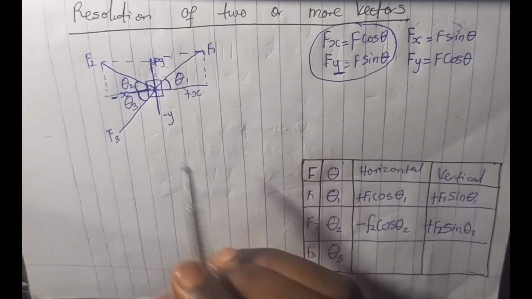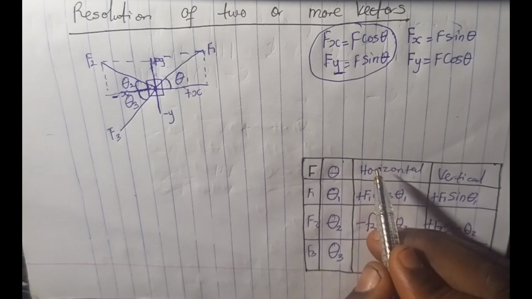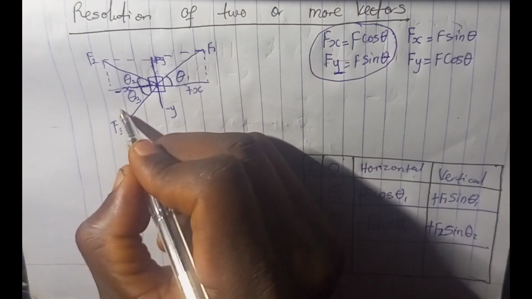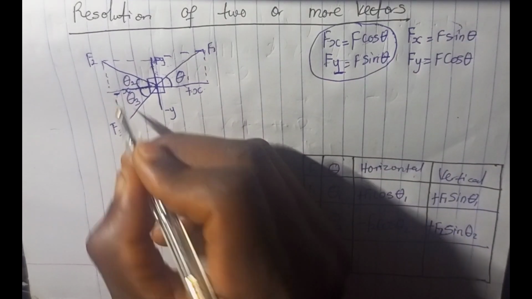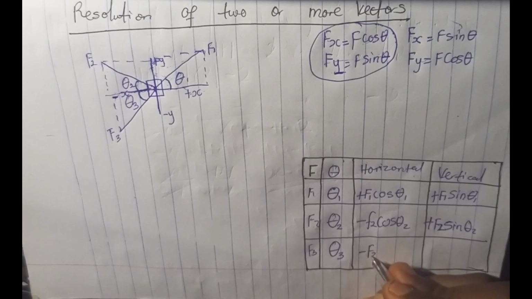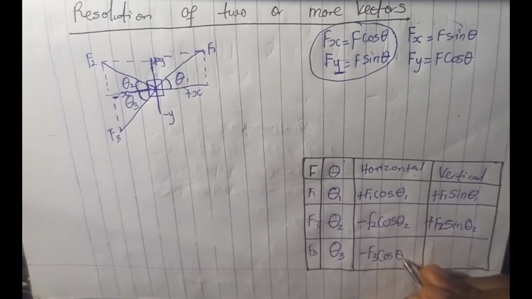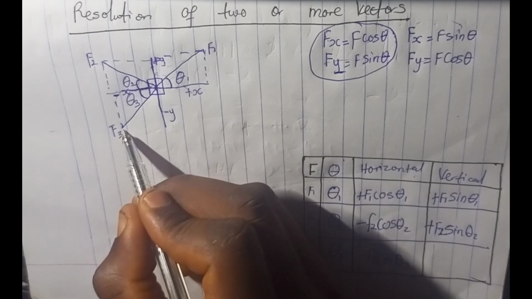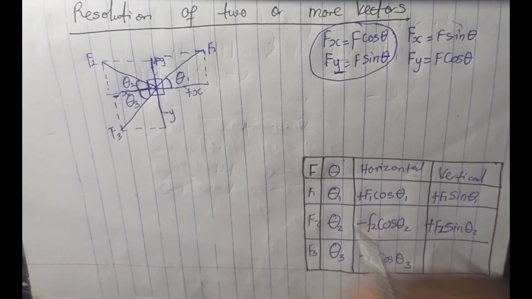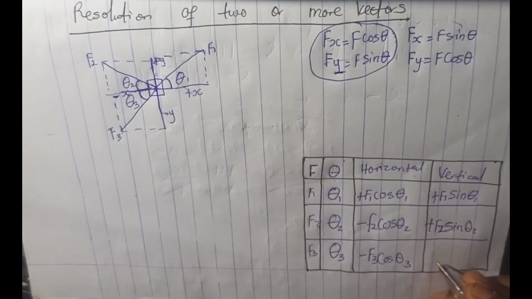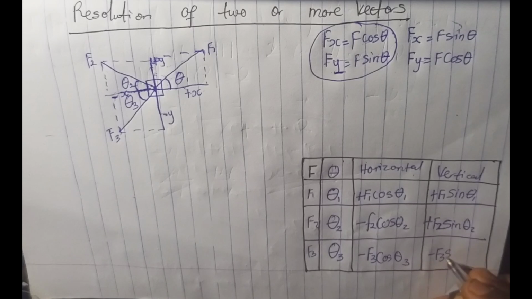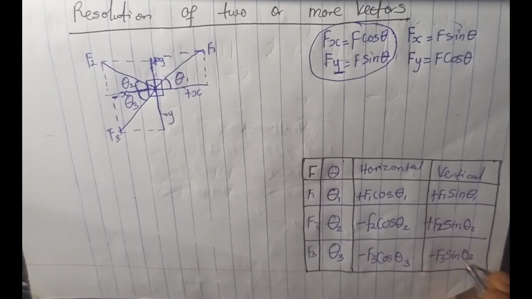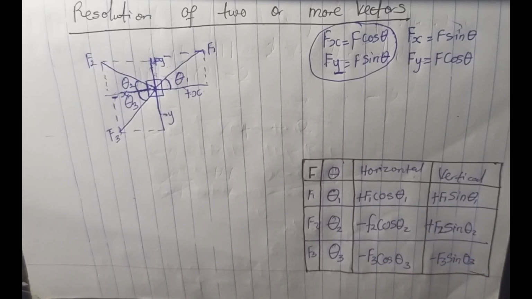Is that clear? Now if it is F3, we have to resolve it to the horizontal. If we take it to the horizontal axis, what are we having? Minus, right? So I have minus F3 cos theta 3. Is that clear? But the same F3, if we take it to the vertical axis, resolving to the vertical, we have a minus y. So it will be minus F3 sine theta 3. So this is the way to resolve vectors, two or more vectors, trying to find their resultant.